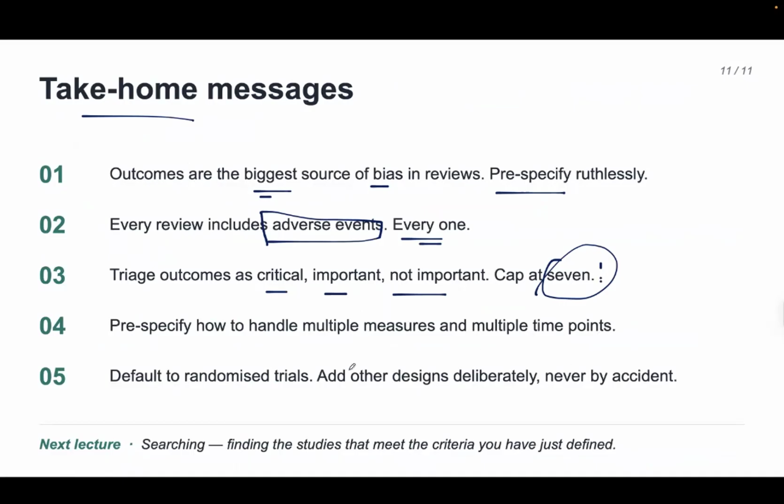Number 4, when there are multiple measures or multiple time points for the same outcome, we need to pre-specify how we are going to choose between them. And number 5, default to randomized trials, and when you decide to include non-randomized evidence, be deliberate and be explicit about why we are taking that path.